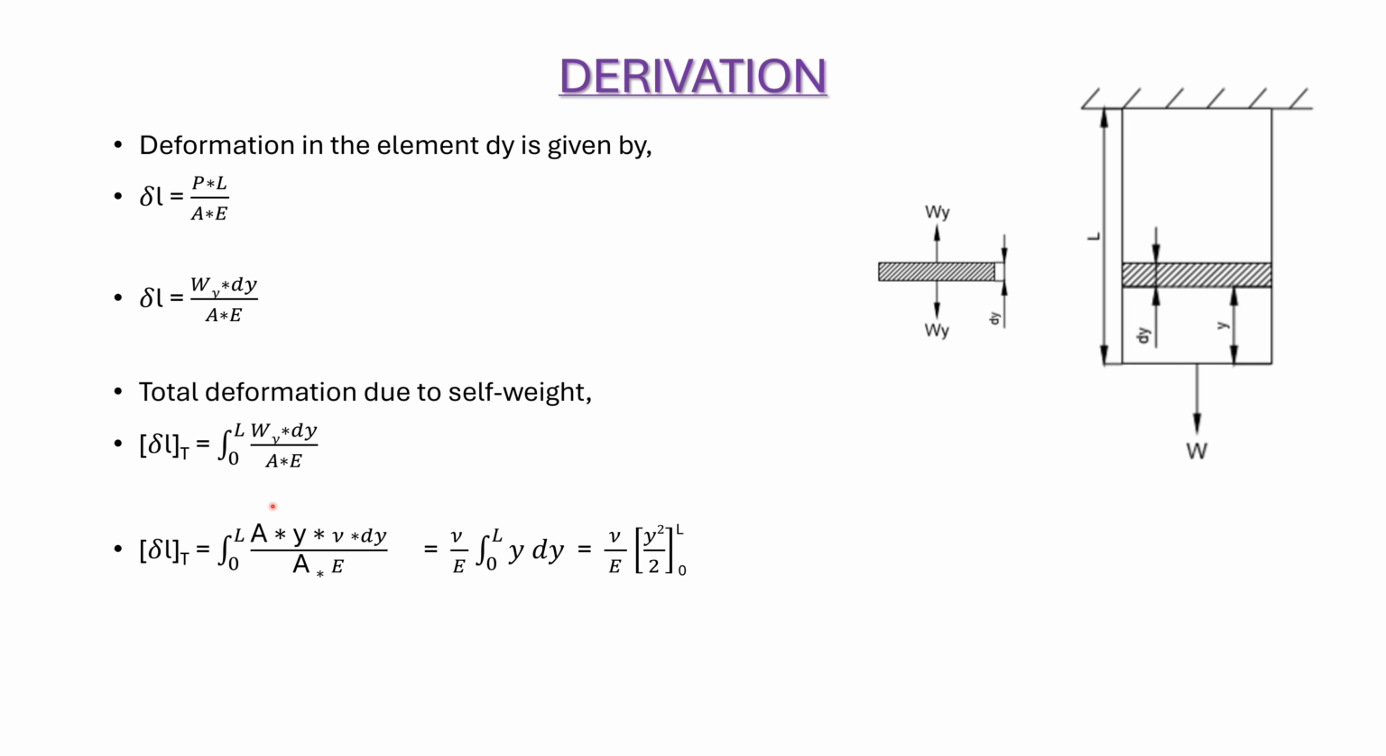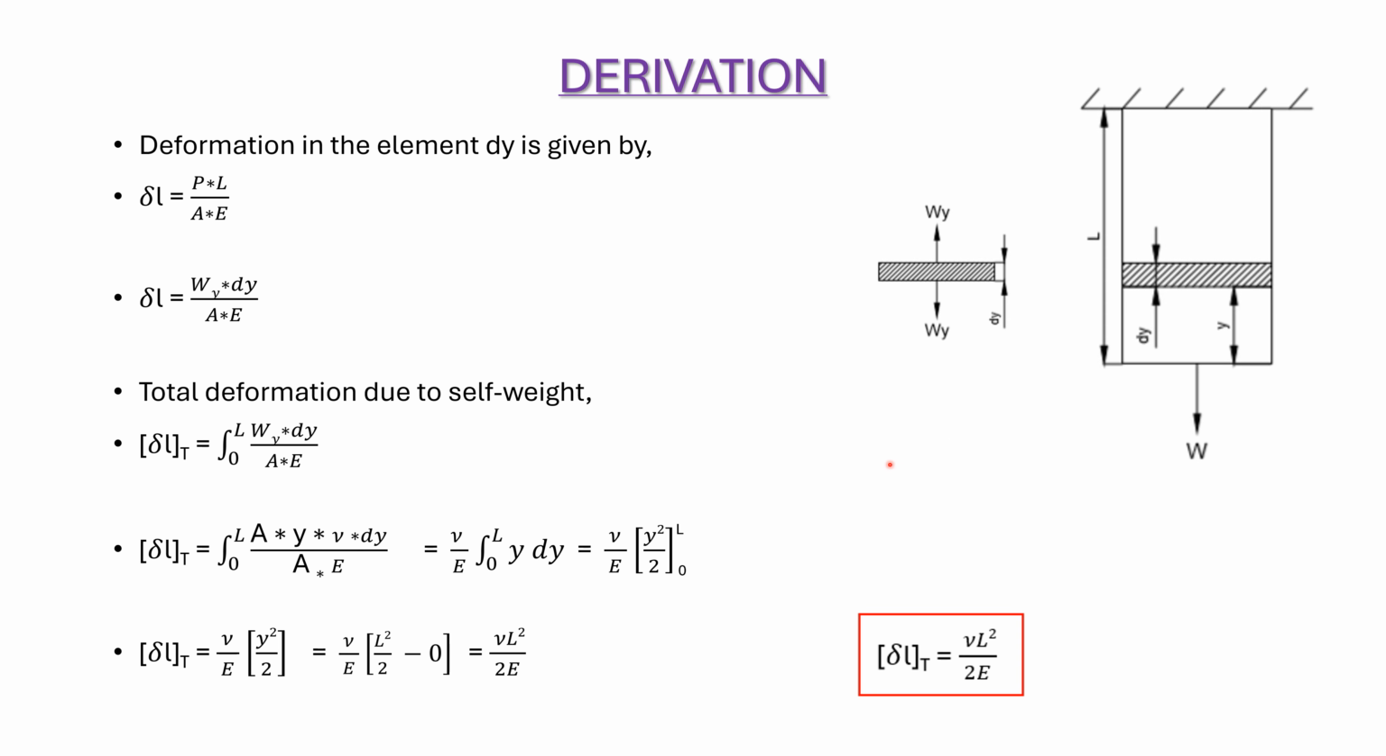Here this A in the numerator and this A in the denominator get cancelled. I will take out this nu upon E outside since they are constant for a given material. What I am left with inside is y into dy. When I integrate y with respect to dy, I'll get y square by 2 with limits 0 and L. When I solve that, first I'll substitute L in place of y, then I get nu upon E into L square upon 2 minus, then I substitute 0 in place of y, then I get 0 here. When I multiply this nu upon E inside, I'll get nu L square upon 2E.